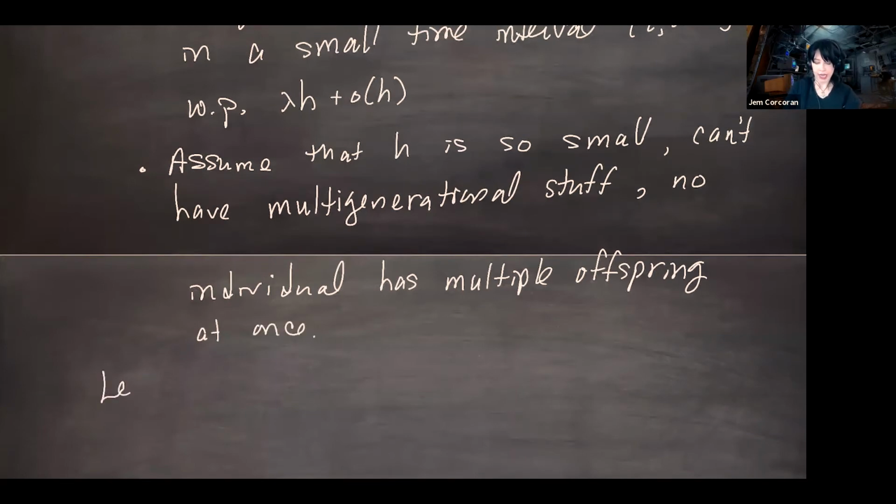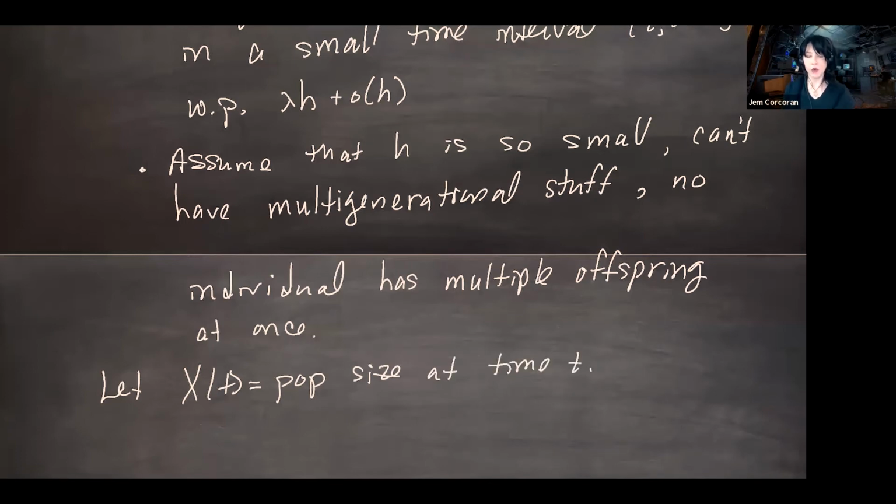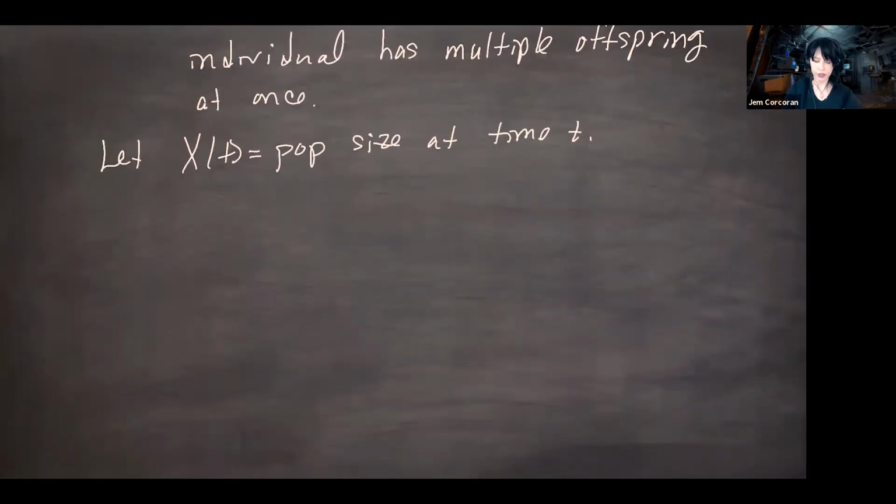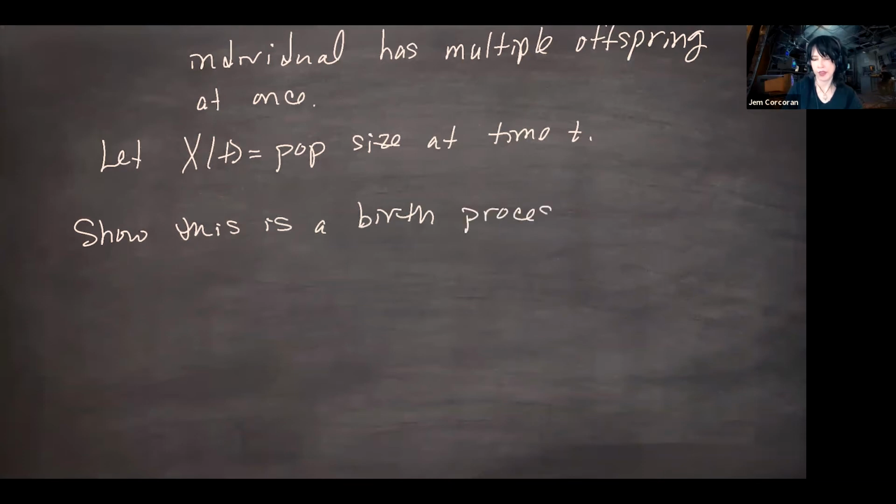Okay, so I'm going to let x of t be the population size at time t. And I want to show that this is actually a birth process. So I want to show that it satisfies that definition we had with the lambda sub I of h and the little o's, and I want to identify the birth rates. So that's the goal. Show this is a birth process and identify the birth rates.